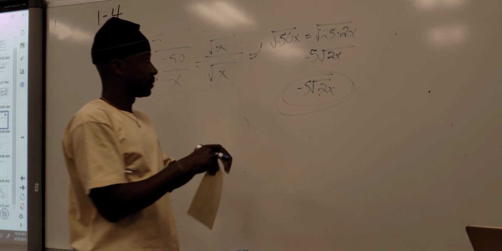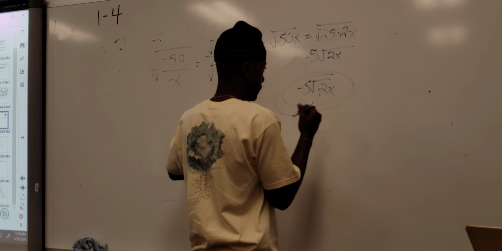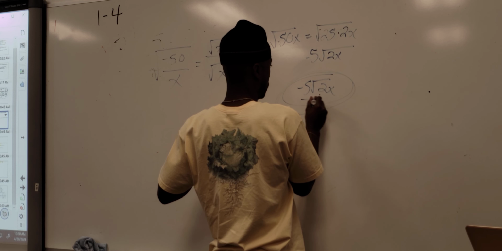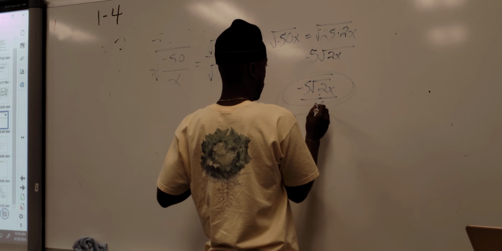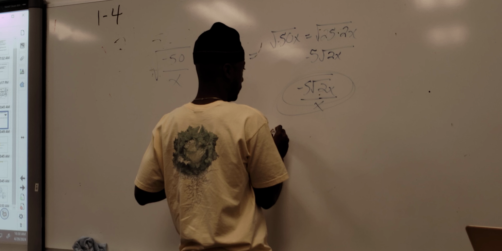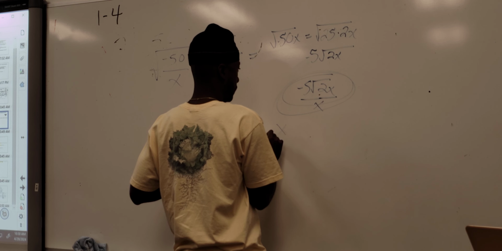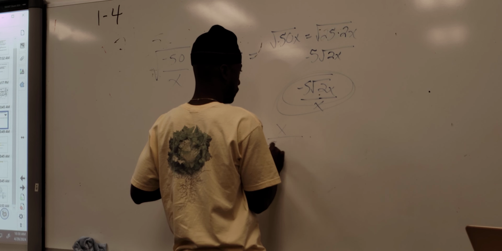What's radical 25 come out as? Not x times 2. Radical x? Just x.